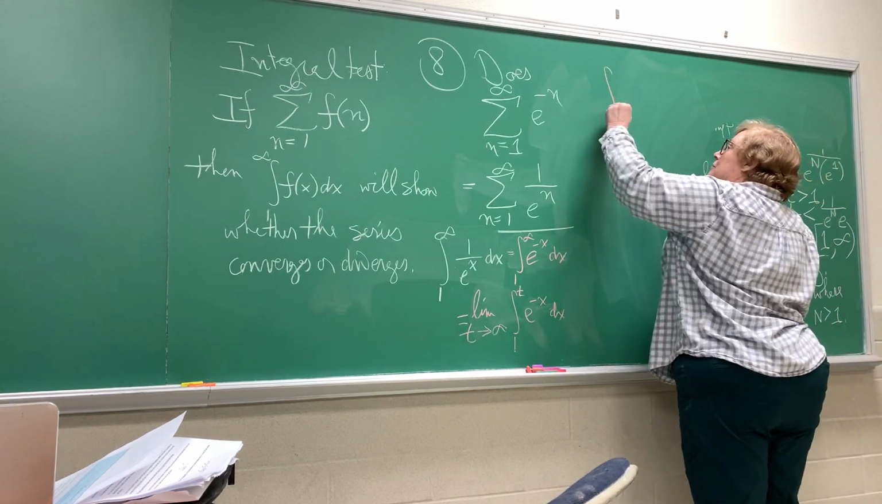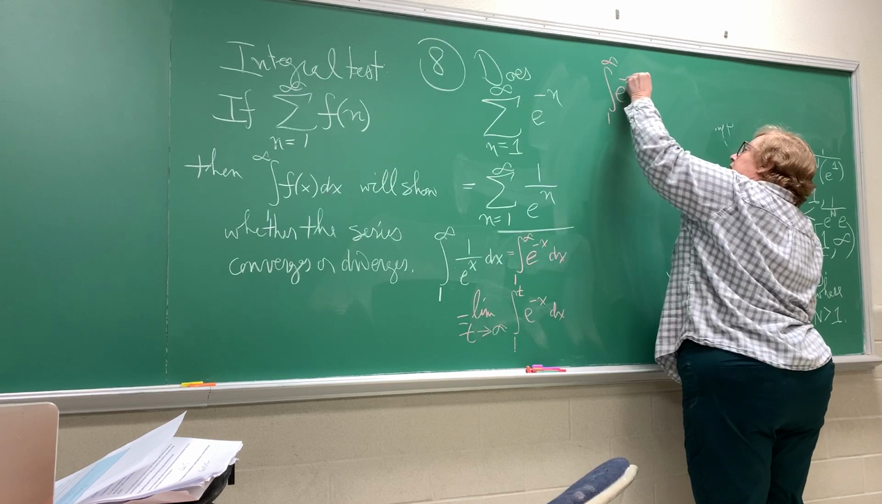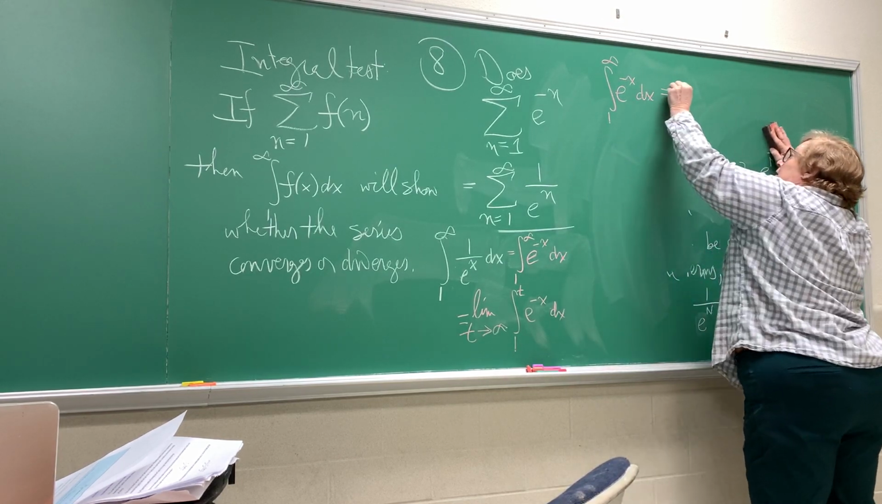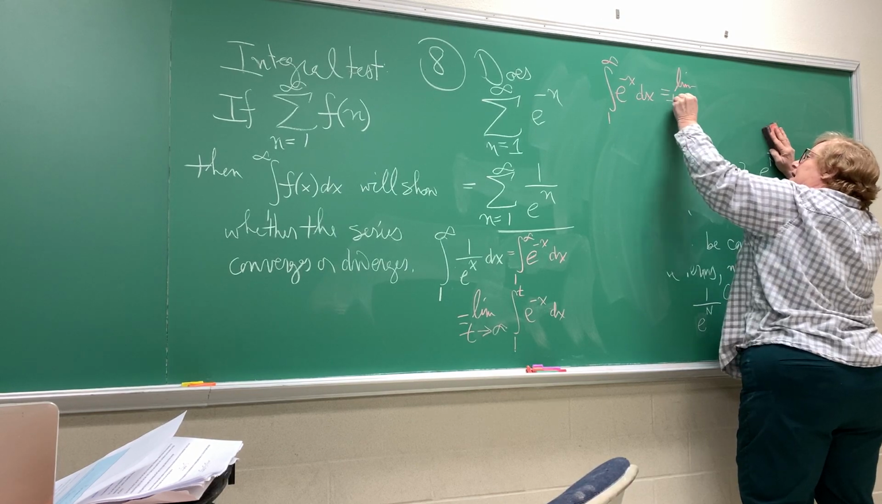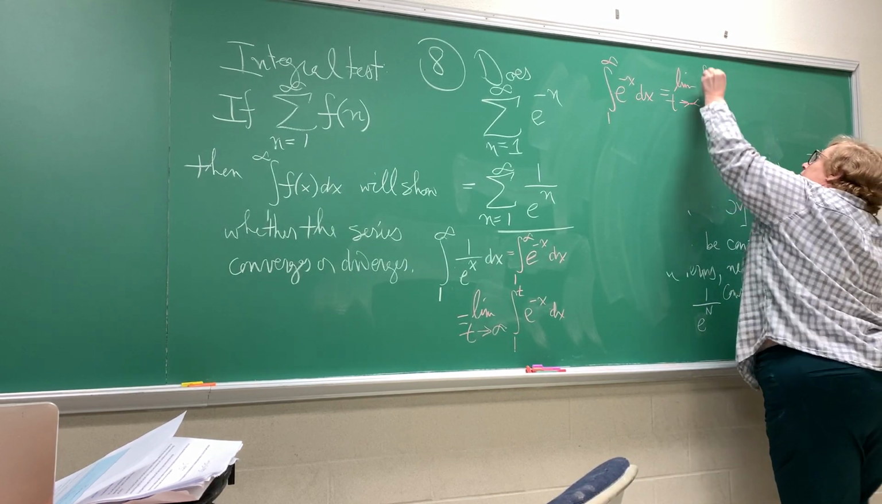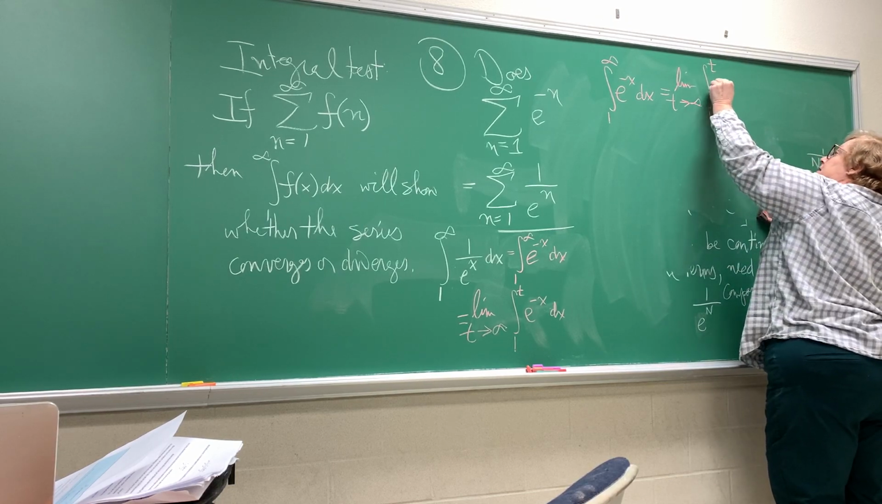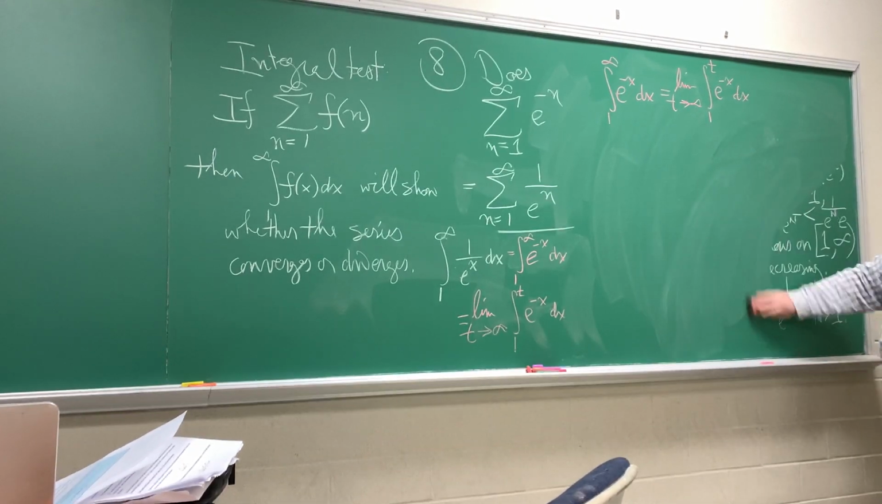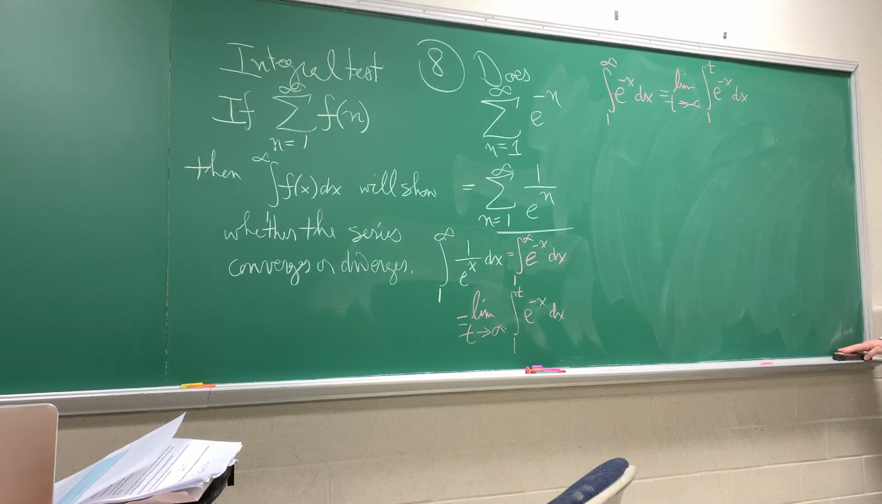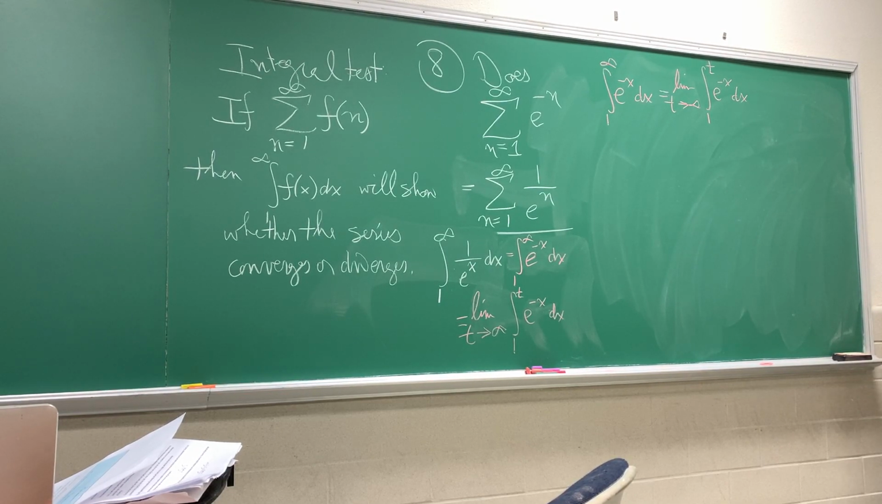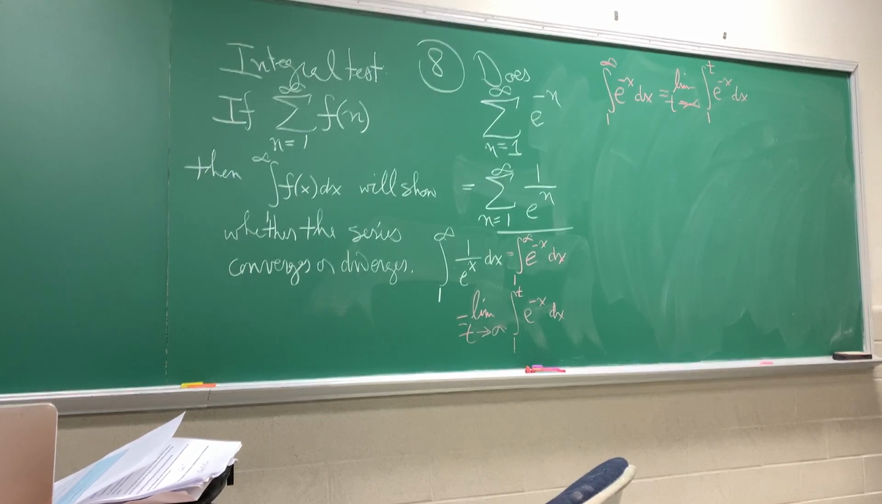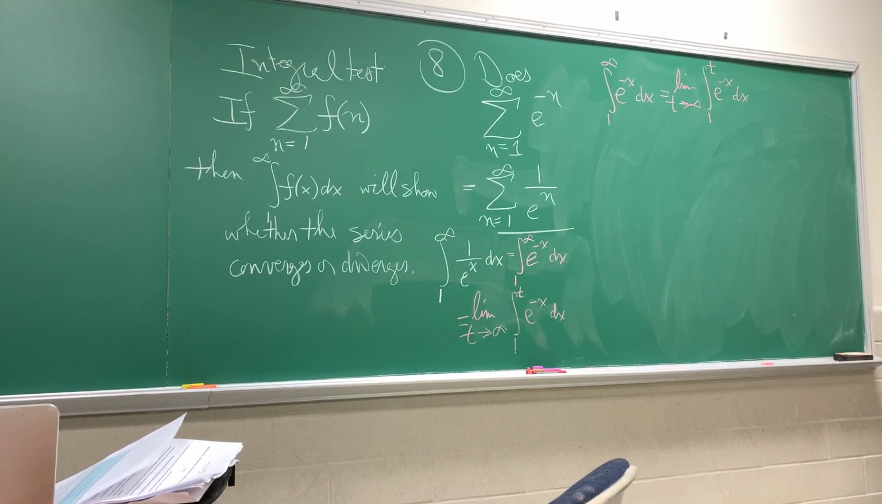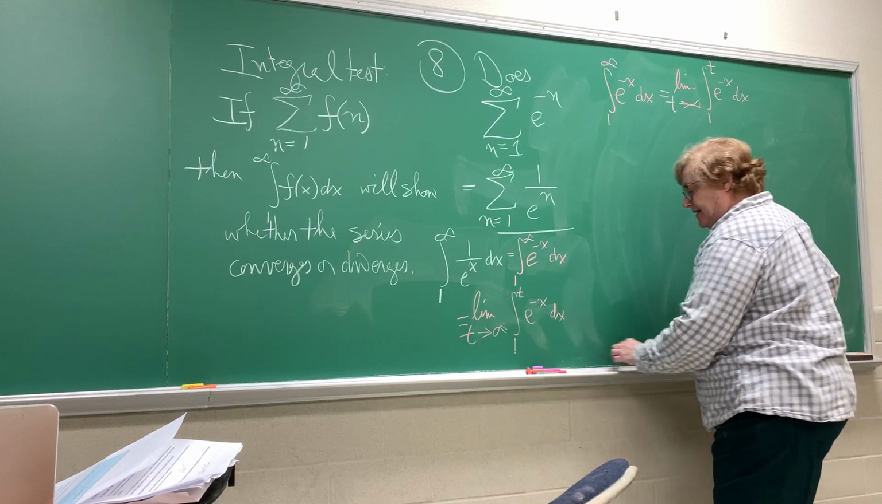So we have the integral from 1 to infinity of e to the negative x dx. We said that was the limit as t goes to infinity of the integral from 1 to t of e to the negative x dx. And what do we need to do to determine what that integral is? Can we just take the integral without any work? Yes, would it be negative e to the negative x? Yes, but why the negative? Let's do the step that shows why it's negative.